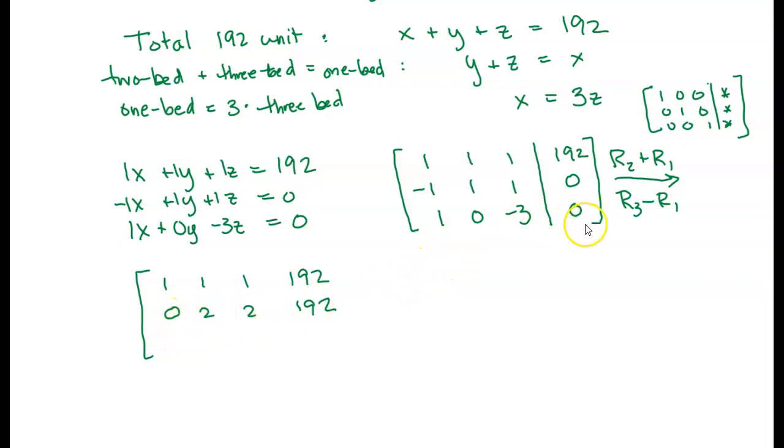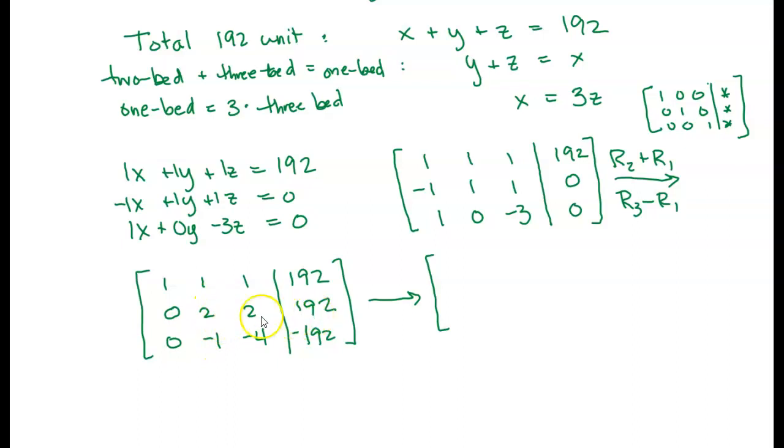And now let's do the other row operation, which is to subtract row 1 from row 3. So 1 minus 1 is 0. 0 minus 1 is minus 1. Negative 3 minus 1 is negative 4. And 0 minus 192 is negative 192. All right, so I've taken care of the first column. And now let's move on from there. What do I want to do next? I want the second column to have a 1 in the middle and zeros above and below.